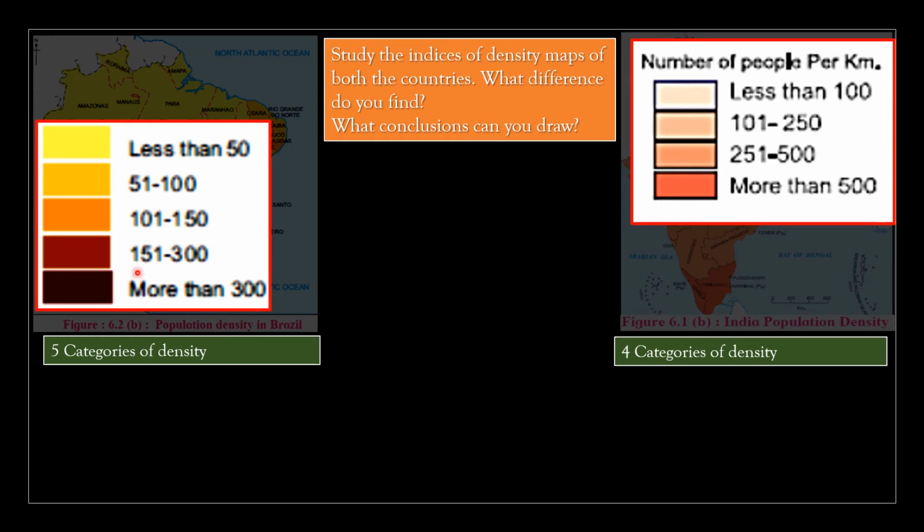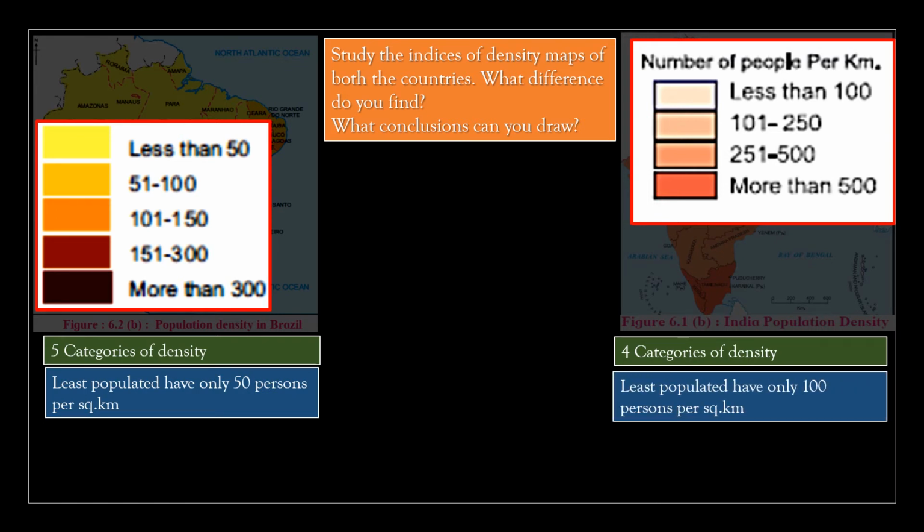Now if we look at the key of both the maps, what do we see? We can say that India shows four categories of density of the population, while Brazil shows five categories of density of population. So this is the first difference in the indices. The second difference is, in India, the least populated areas have less than 100 persons per square kilometer, while the least populated areas in Brazil have only 50 persons per square kilometer.